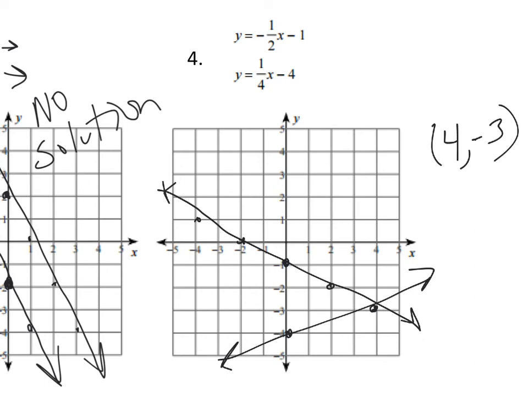Okay, so the first line had a negative slope, it's downhill. The second line had a positive slope, it's uphill. They intersected at 4, negative 3.